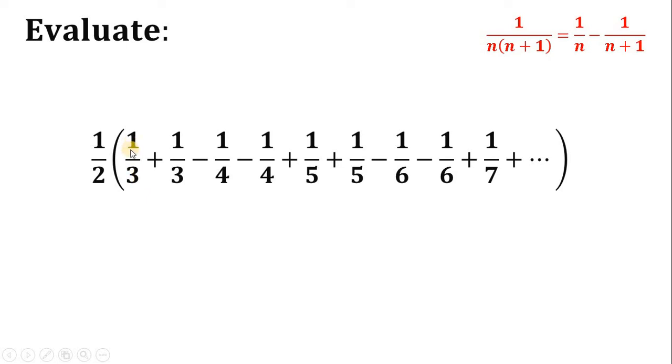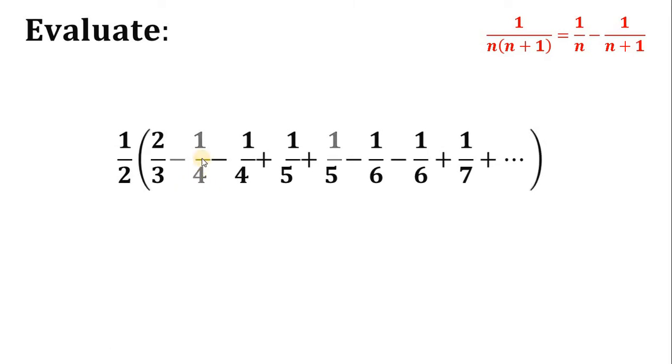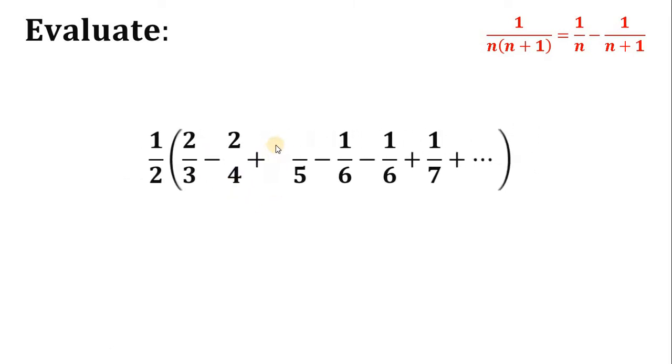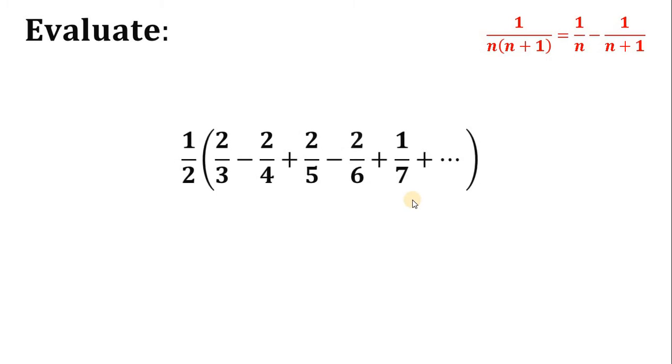Now, 1/3 plus 1/3 is just 2 over 3. We can write this as 2 over 3. Negative 1/4 minus 1/4, or we have 2 negative 1/4, so we can write this as negative 2 over 4. Also, 2 1/5 can be written as 2 over 5. 2 negative 1/6 can be written as negative 2 over 6, and so on and so forth.